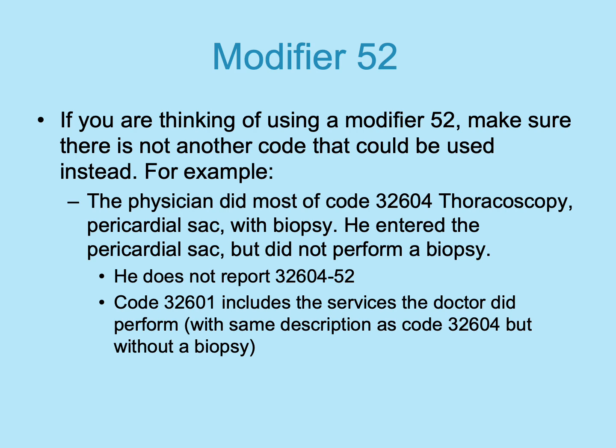He's not going to report 32604, which includes thoracoscopy, pericardial sac with biopsy. Instead, he's going to report 32601, which includes the thoracoscopy, pericardial sac, but not the biopsy. So this one includes all the stuff that really was done instead of the code with the 52 modifier. So always look to see what was done before you use the 52 modifier. So this is a little bit tricky.